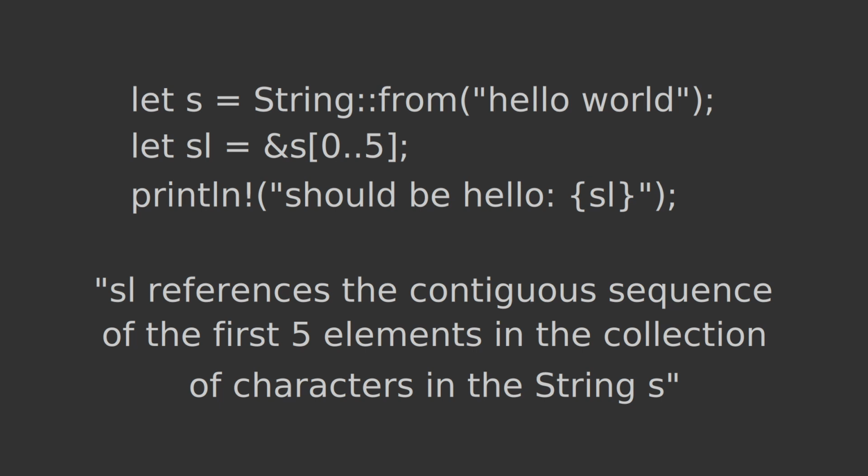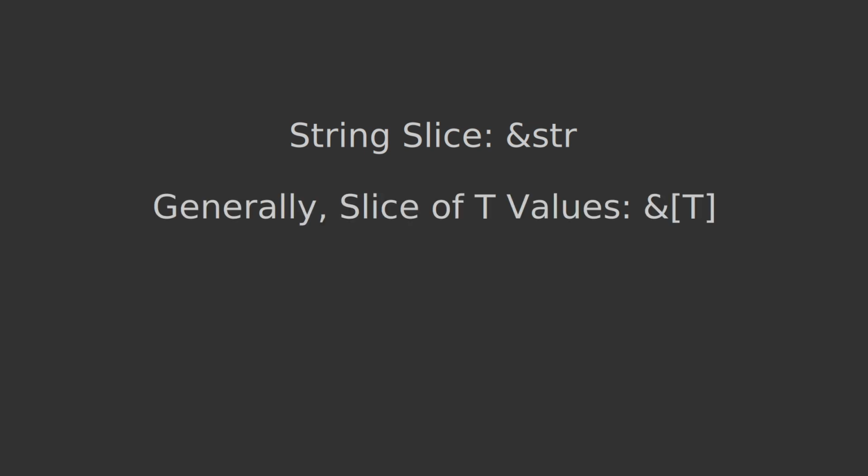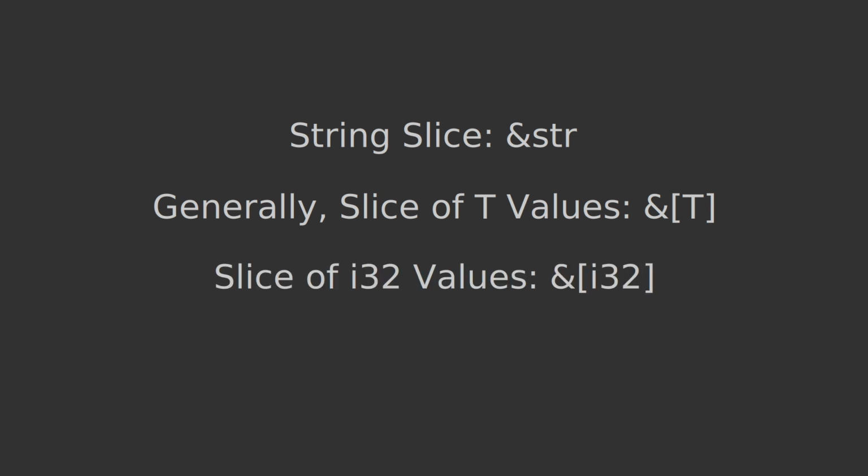So the type of the variable sl is a string slice, and the string slice type is written like this. More generally, a slice can be created from a collection of elements of some type T. So the type of a slice created from a collection of i32 values would be written like this.